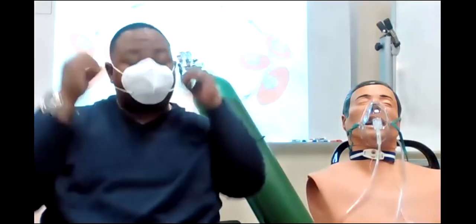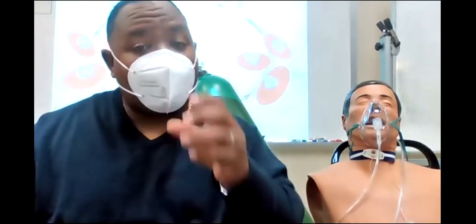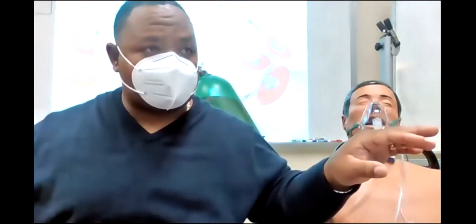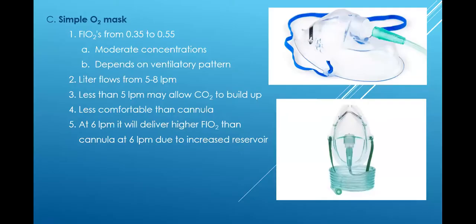Right? Now, there are some very important flow ranges to know about the simple O2 mask. Because the main thing is, I don't want to build up carbon dioxide. So the flow has to be adequate enough to get rid of the carbon dioxide. All right? So let's look at it. This is a simple O2 mask. The simple O2 mask can give you an FiO2 of somewhere about 35 to 55%. Moderate concentrations, but depends on what? Depends on the respiratory pattern. We're still on low flow devices. This is still a low flow device, so I cannot guarantee the FiO2. We can only estimate.